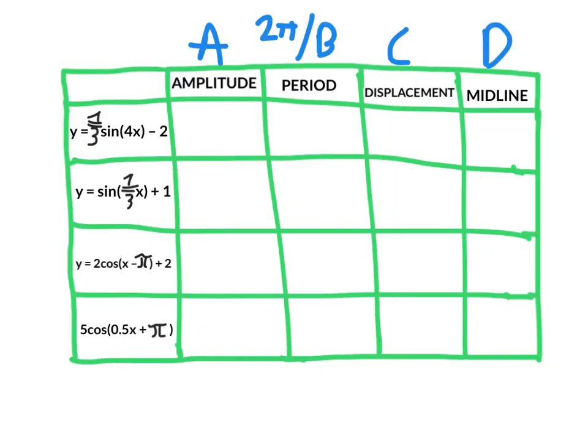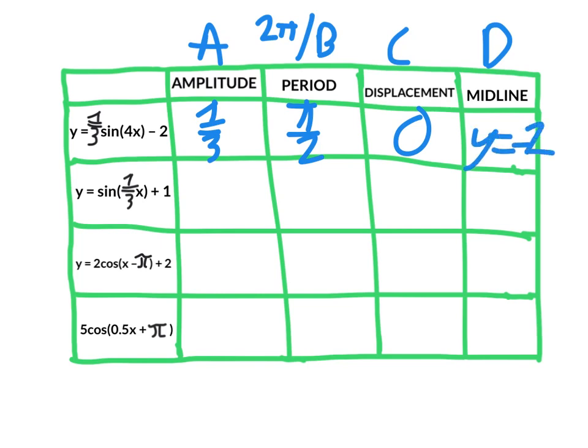Now let's pull all of that together, what we've been talking about with amplitude, period, displacement, and midline, with a couple of example equations. First, we have y equals 1/3 sine of 4 times x minus 2. So we know that the amplitude, or a, is 1/3. We know that the period would be 2 pi over 4, or pi over 2. Since there's nothing being subtracted from the x, there's no displacement, so it's 0.